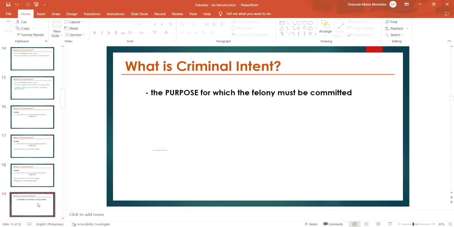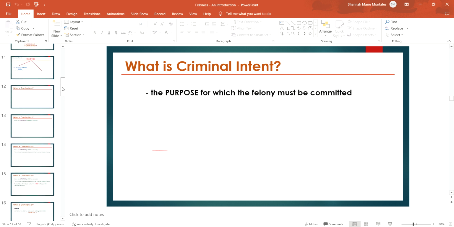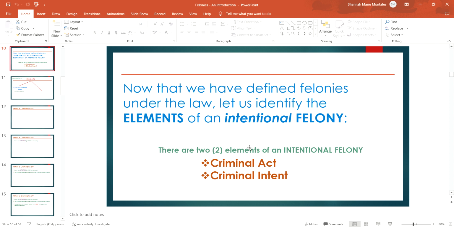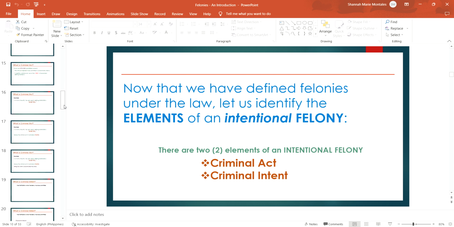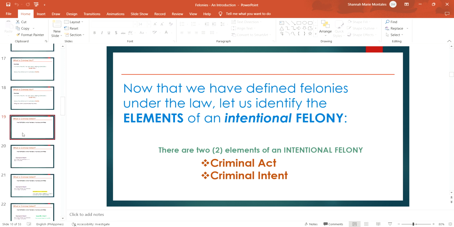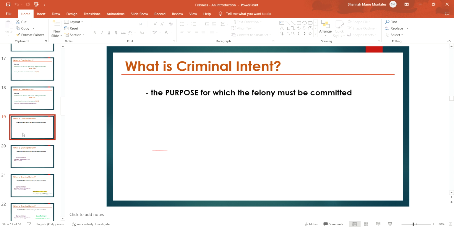So, next element para masabi natin na may intentional felony, number 2 is criminal intent. Alam na natin ang criminal act. Ano naman ngayon ang criminal intent? So, criminal intent is the purpose for which the felony must be committed. Purpose. This is the why. Bakit kailangan mong i-commit itong felony na ito? Ano ang purpose nito? Ano ang goal mo? Okay, ano ang goal mo sa pag-commit nitong felony as a criminal?